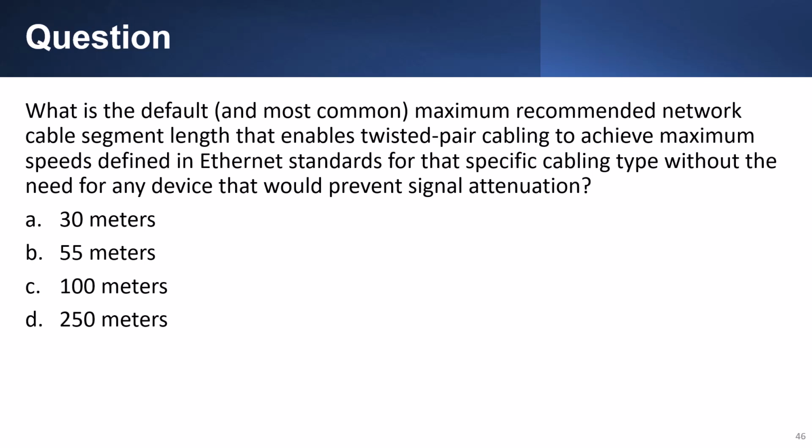Question: What is the default and most common maximum recommended network cable segment length that enables twisted pair cabling to achieve maximum speeds, defining Ethernet standards for what specific cabling type without the need for any device that would prevent signal attenuation? Answer: 100 meters.